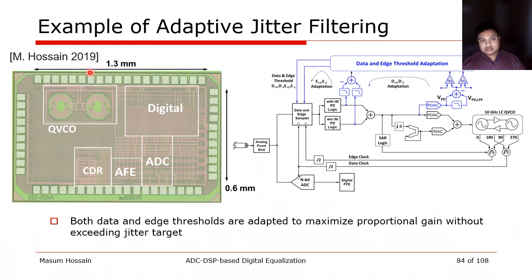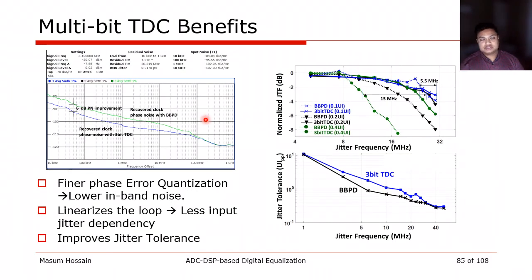Such techniques are already implemented, are in place. Most of the time though, this has to be adapted, both the edge crossings and the data threshold, such that we can tighten the distributions. This work has demonstrated three main benefits of the TDC-based approach. First, because we are quantizing the phase error with higher resolution, in-band phase noise reduces. In this case, we can see 6 dB improvement in the in-band phase noise.